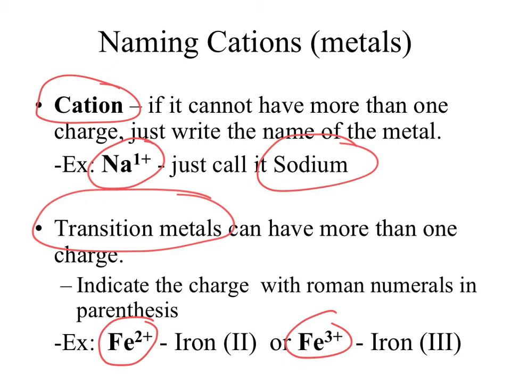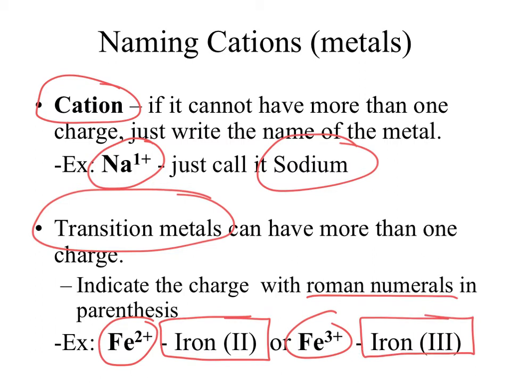To do that, we just use Roman numerals. It's as easy as that. So in the name, instead of just calling it iron, for iron 2+, we would call it iron parentheses 2. That's the Roman numeral 2. For iron 3+, we would call it iron parentheses Roman numeral 3 to say that, hey, this is iron, but this is the iron that has a 3+ charge.